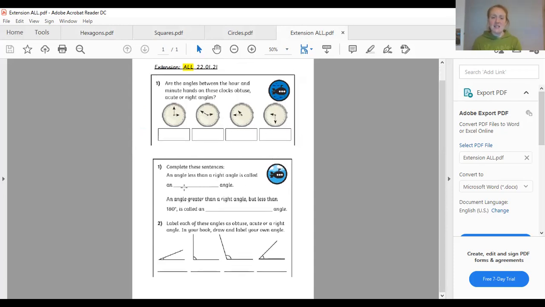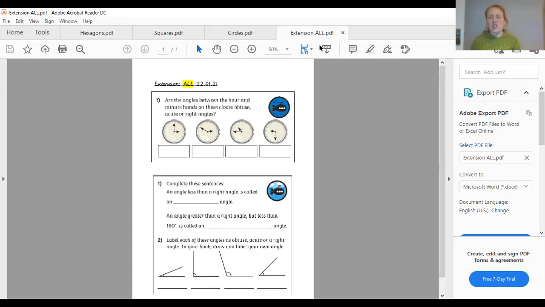Then it says complete these sentences. An angle less than a right angle is called a something angle. An angle greater than a right angle but less than 180 is called a something angle. Label each of these angles as an obtuse, acute, or right angle. And in your book, draw and label your own angle. So you could have a go at drawing your own angle if you wanted, but answer those first.